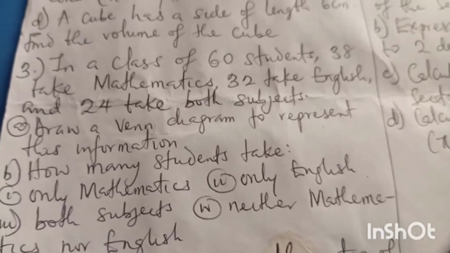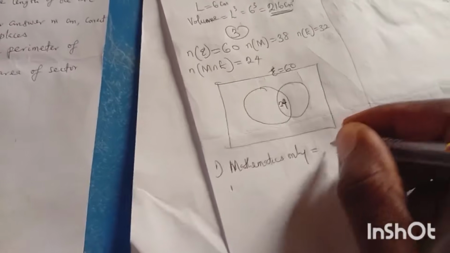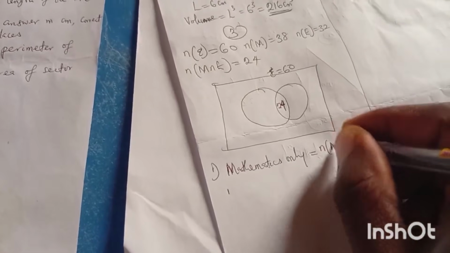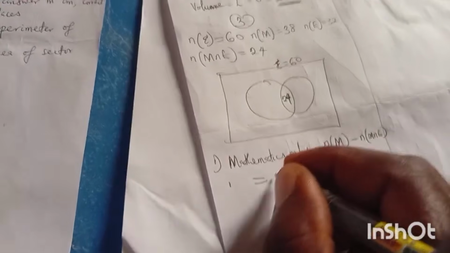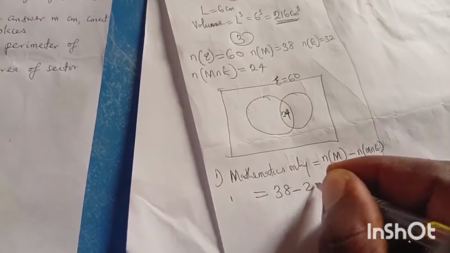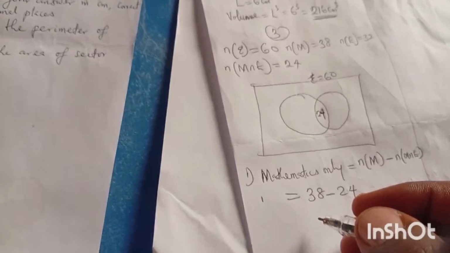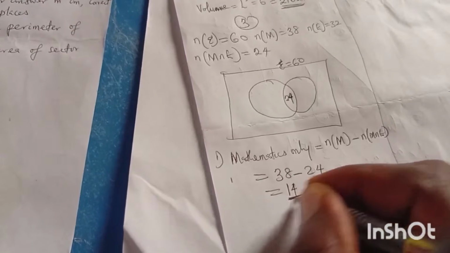Alright, so how many students take only mathematics? Mathematics only will be the number of mathematics minus the number of M intersection E. What am I saying? Mathematics is 38. 38 minus 24, what are we going to have? We are going to have 14.